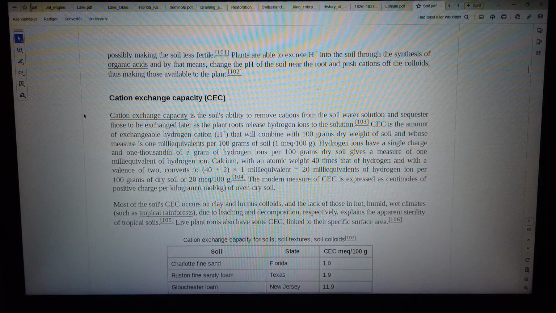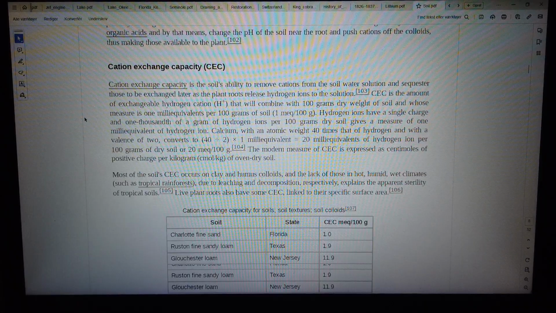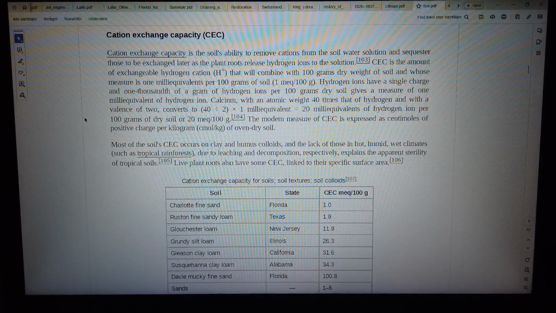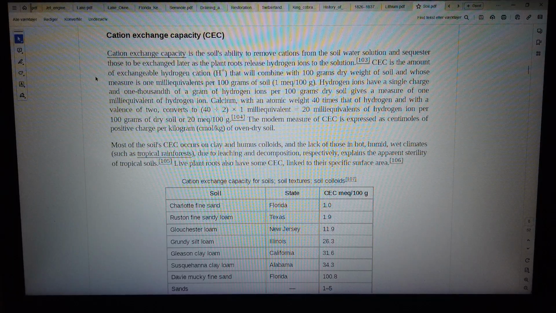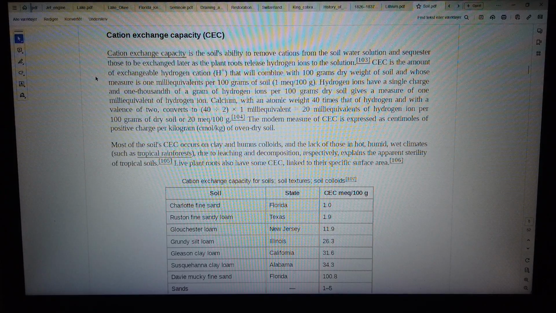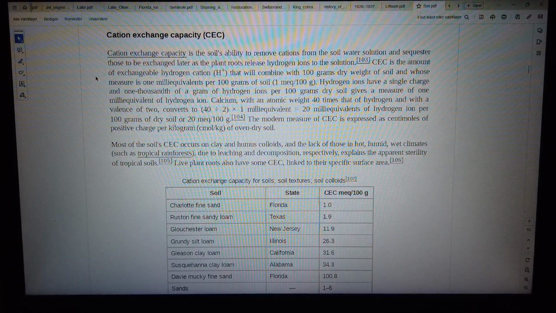Cation exchange capacity is the soil's ability to remove cations from the soil-water solution and sequester those to be exchanged later as the plant roots release hydrogen ions to the solution. 103. CEC is the amount of exchangeable hydrogen cation, H+, that will combine with 100 grams dry weight of soil and whose measure is 1 milliequivalent per 100 grams of soil.